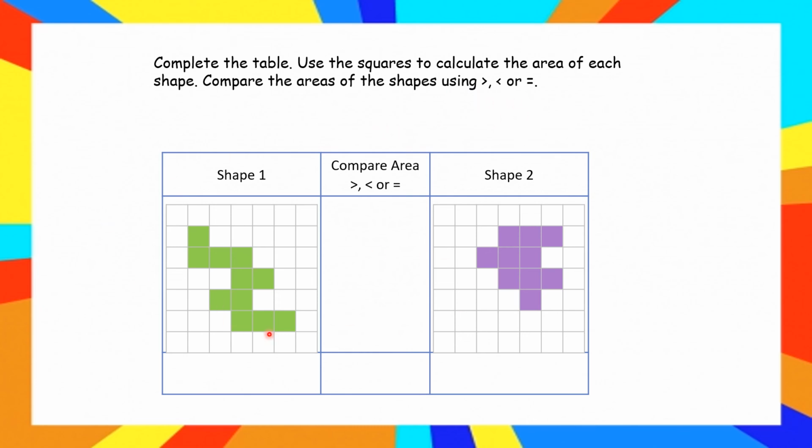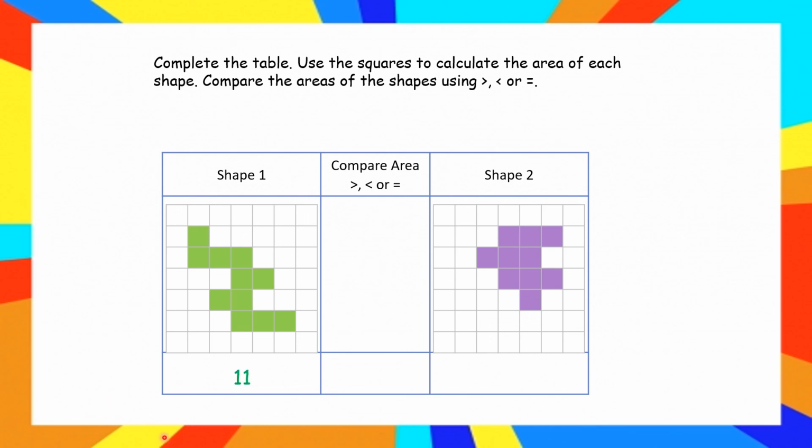So this is another way we can compare the area of rectilinear shapes. This is another way by using the greater than sign, less than sign, or the equal to sign. So you're supposed to count this and then count this and determine if you would use the less than, the greater than, or the equal to sign. Pause the video and have a go.